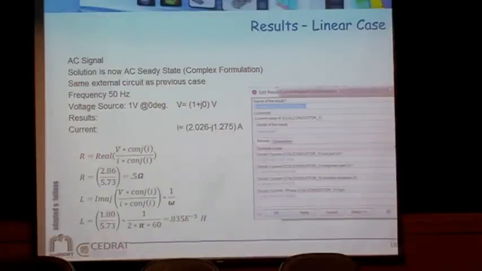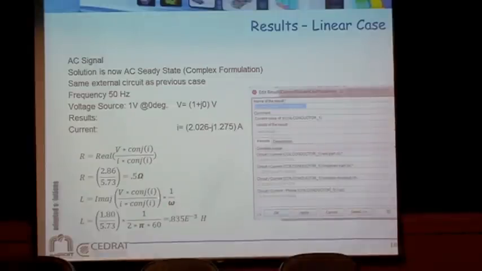So in any case, here I decided to do it this way. So the real value, remember, we take the voltage multiplied by the conjugate of the current divided by the current multiplied by the conjugate of the current. So the resistance is going to be the real part of this. And so if we look at the real part, actually I don't have the multiplication here, but it doesn't matter, so I did it somewhere else. Inside Flux, you can actually enter this formula, okay? And so the real part is actually 2.86 over 5.73, which is the square of the magnitude, actually. And then it's 0.5 ohm, which is good. I'm finding exactly the resistance I put in.